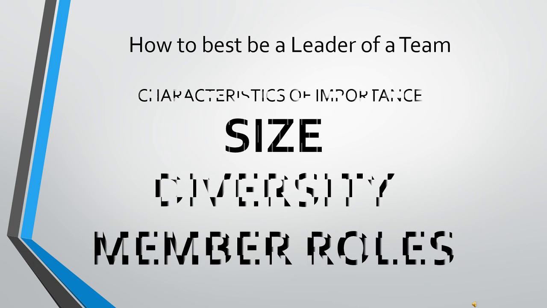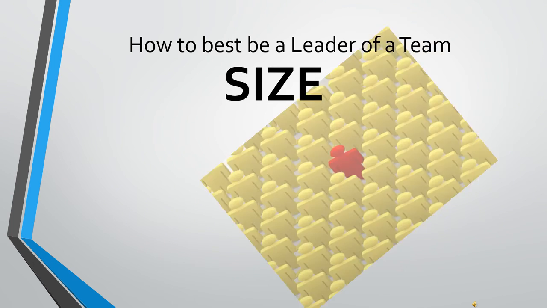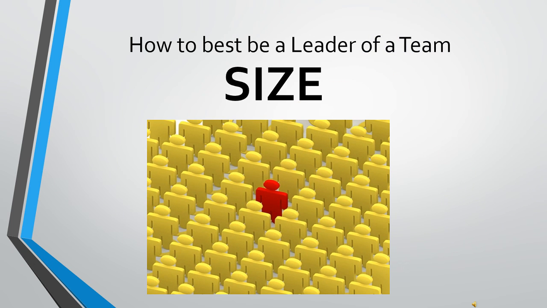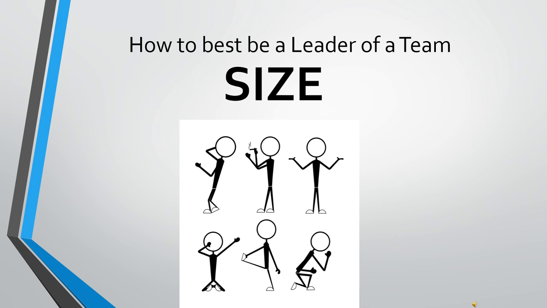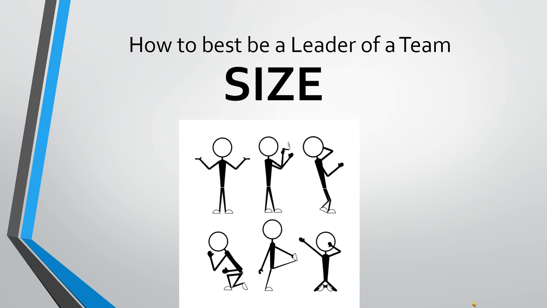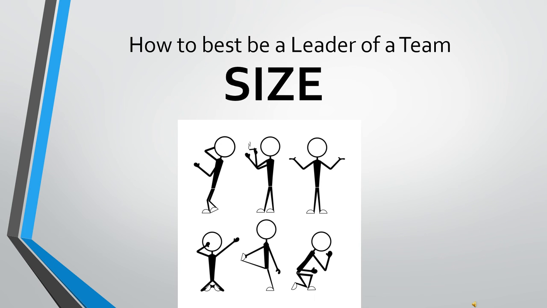When it comes to size, bigger is not always better. According to psychologist Ivan Steiner, a team's performance and effectiveness peaks when it has 5 members. Other researchers found best performing teams range in size from 3 to 6 members. CEO of Amazon.com, Jeff Bezos, has a 2-pizza rule. If 2 pizzas can't feed your team, it's time to split into smaller teams.